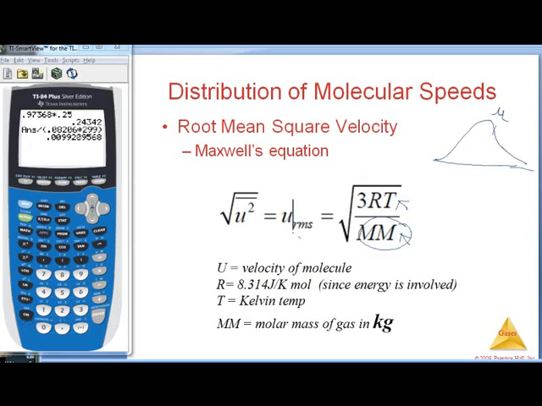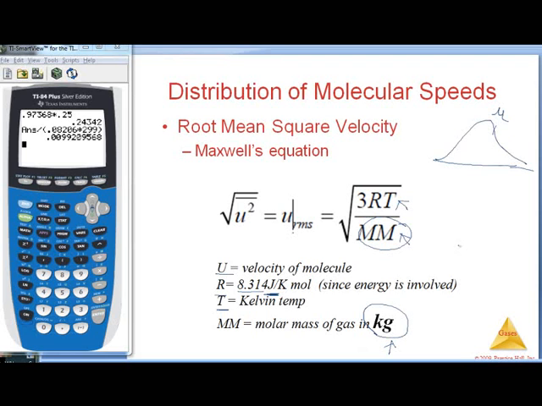So we can actually calculate the root mean square velocity, which is the indication of the average speed of the molecules, using this equation. So U indicates the velocity of the molecules. R, because we are talking about energy, we're talking about speed related to energy, we need to use the R that has joules in it, the energy term. So that's going to be 8.314 joules. Temperature, of course, will be in Kelvin. And the big thing you've got to remember, this is not what you would expect, is the molar mass has to be in kilograms. It has to be in kilograms.